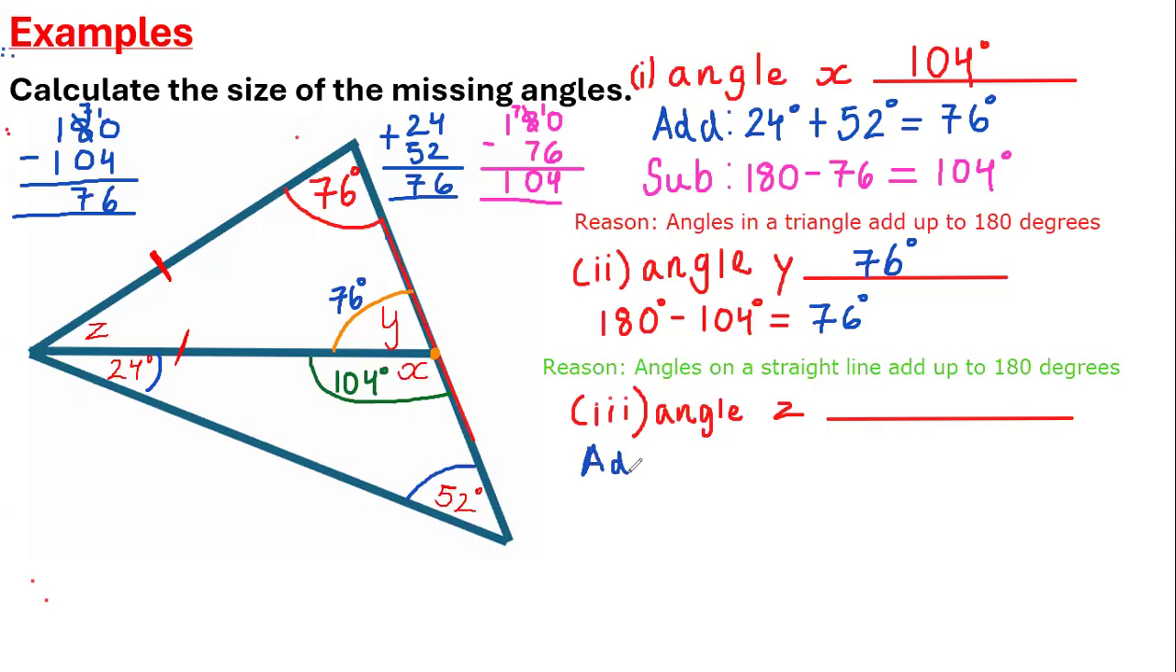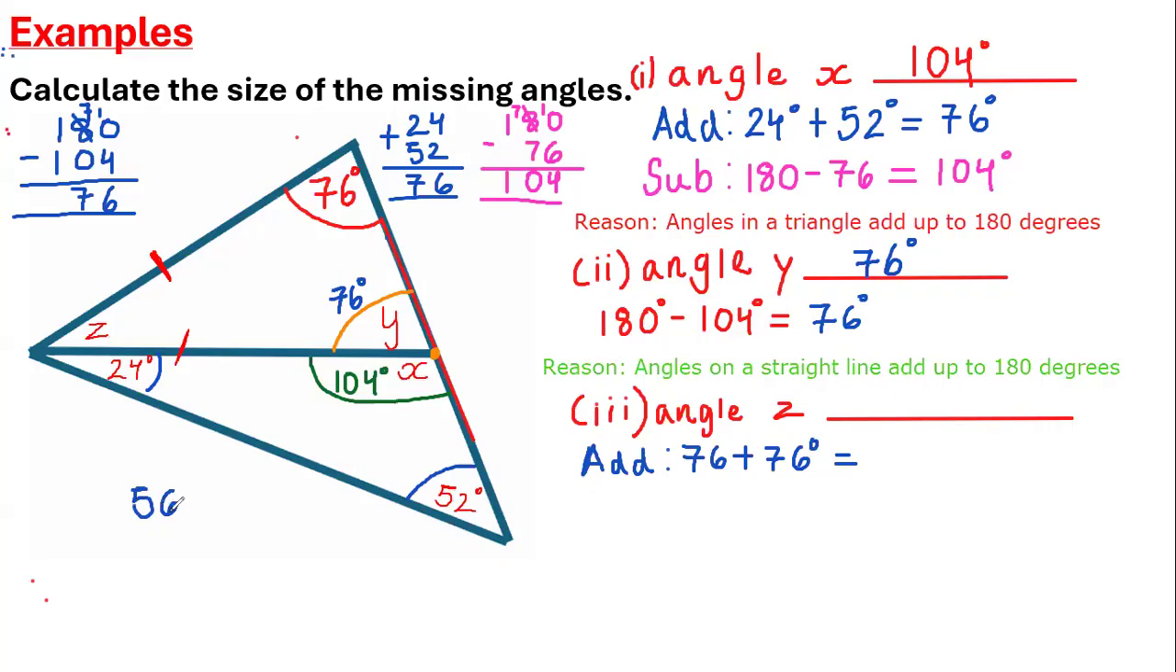Add them together. So we're going to add what? 76 plus what? 76. Very good. 76 plus 76. When we add them together, what do we get? 152. Yes, 152.